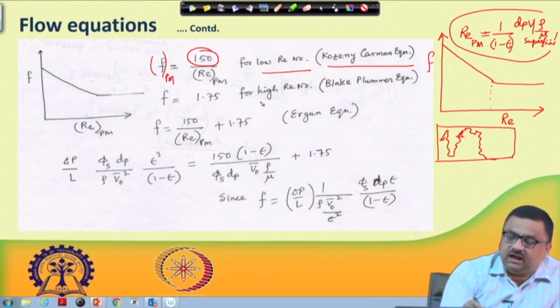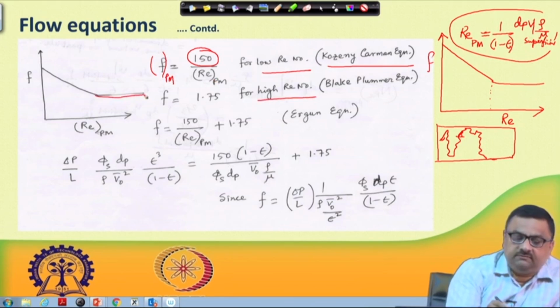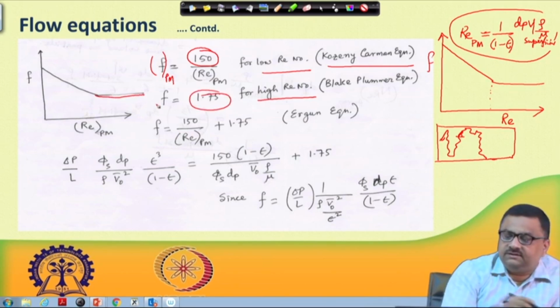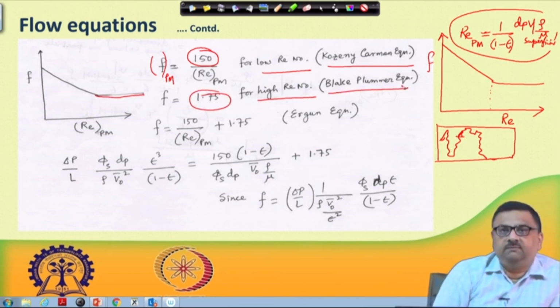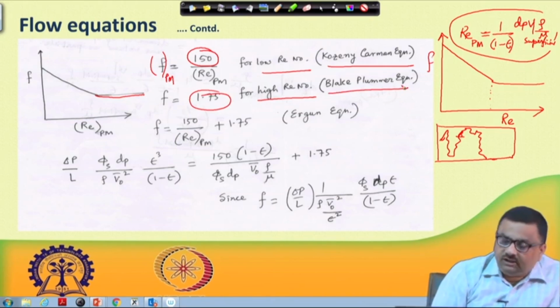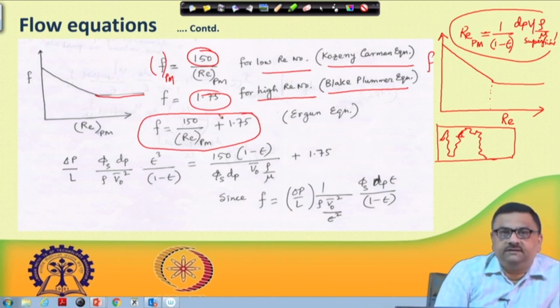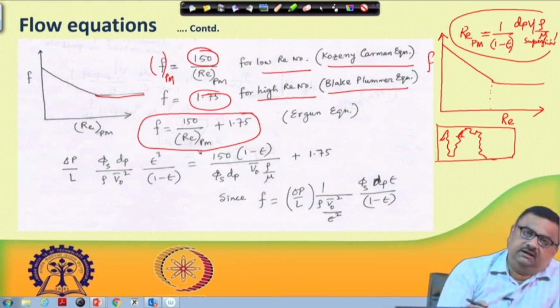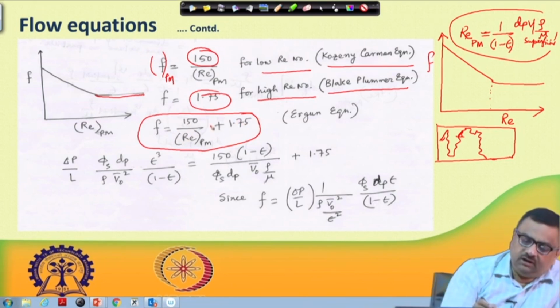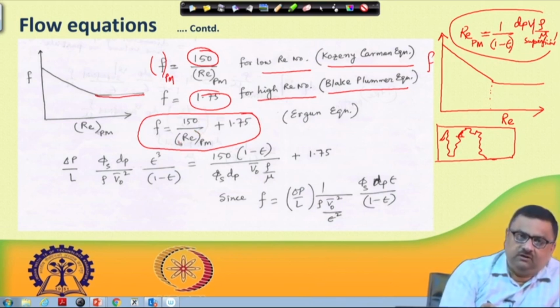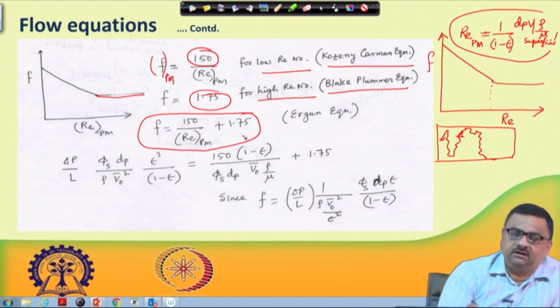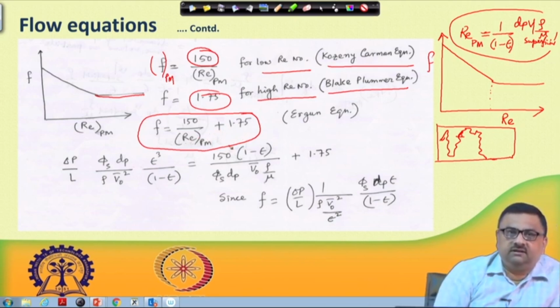Whereas, when it is at a high Reynolds number, the region where f is supposed to become invariant with Reynolds number, they put a number 1.75, and this part was attributed to Blake-Plummer. It is called the Blake-Plummer equation. What Ergun's proposition is that friction factor for porous media would be written as the sum of these two. The idea is that when Reynolds number is small, this term will dominate, and 1.75 will be ignored. When Reynolds number is high, this term would be low. In that case, 1.75 will dominate. So, automatically it would be either Kozeny-Kármán or Blake-Plummer, depending on which range of Reynolds number one is working with.